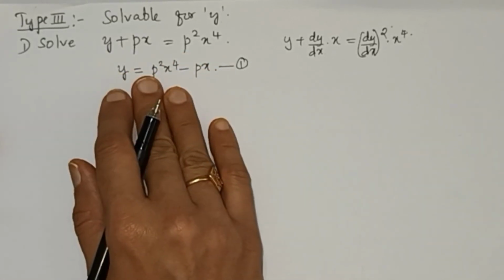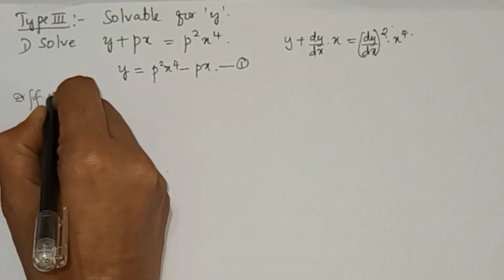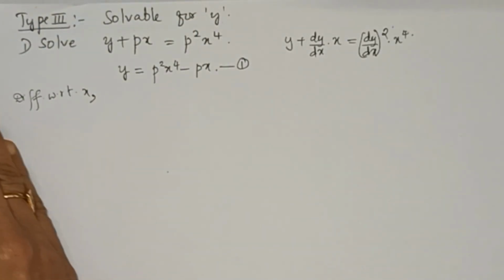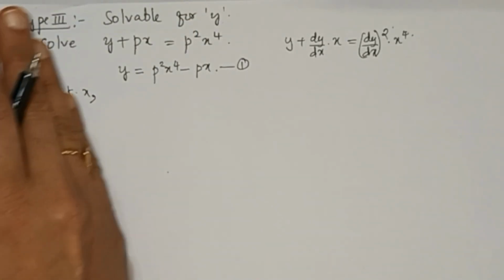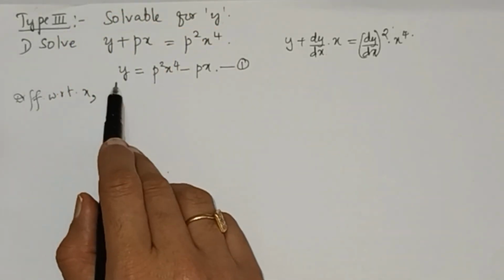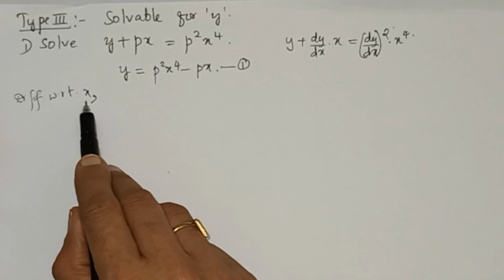Now, once you have written it in this form, what you have to do is the same as before, but now differentiating with respect to x. In the earlier case we differentiated with respect to y because we wrote the equation as x equal to a function of y and p. Now here y is equal to a function of x and p. Therefore, you have to differentiate with respect to x.